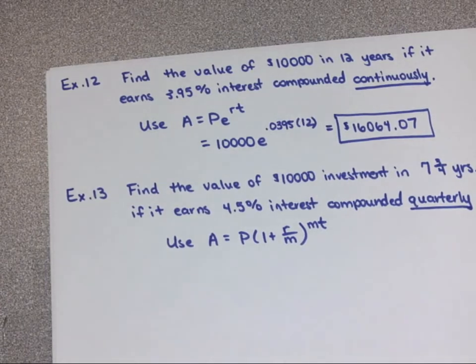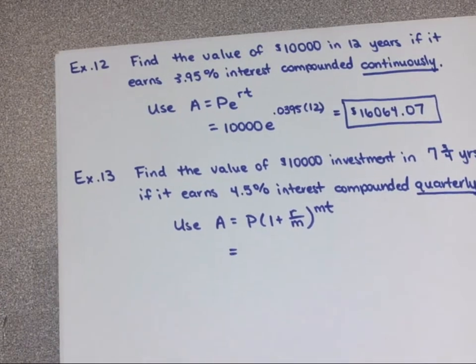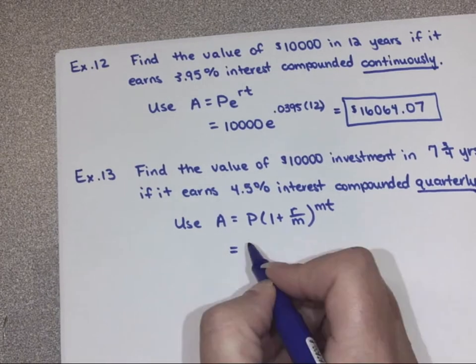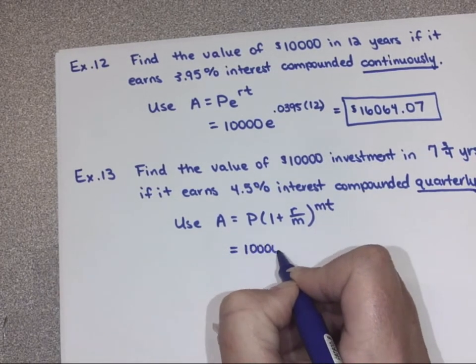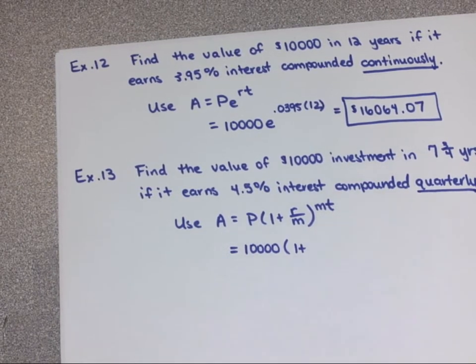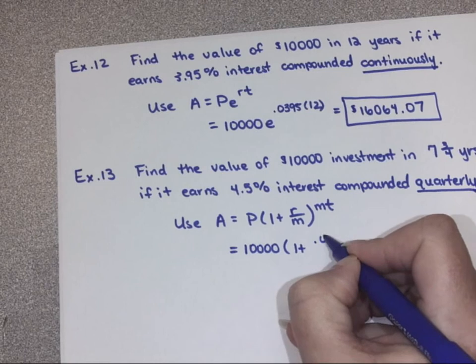So let's talk about it. Where does the 10,000 go? Is the 10,000 the final investment or the original investment? Original, so that goes here. And then we have 1 plus, okay, so what's the interest rate? Not 4.5, but what? 0.045.